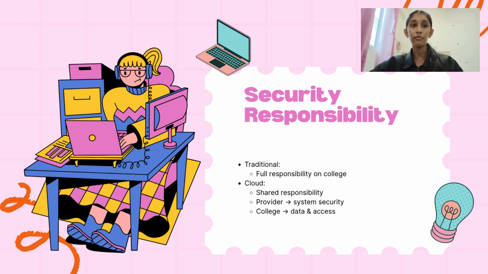I will explain about security responsibility. Security responsibility has two points. The first point is traditional. In traditional, the responsibility is on the college. The college handles everything. The college manages all the systems, servers and security. It is responsible for systems, security and data. All protection and management must be done by the college.